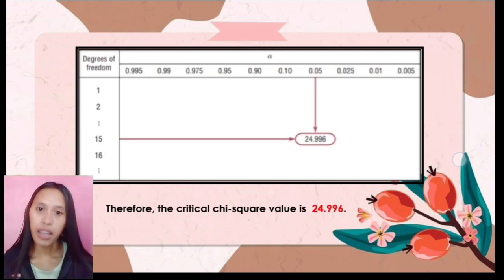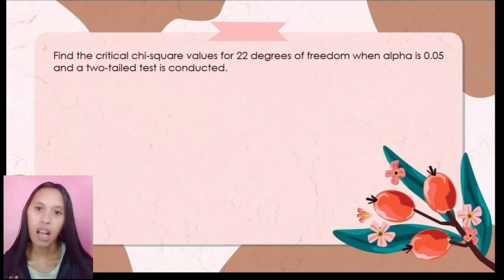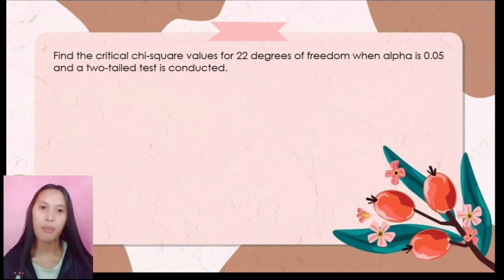In our next example, find the critical chi-square values for 22 degrees of freedom when alpha is 0.05 and a two-tailed test is conducted.